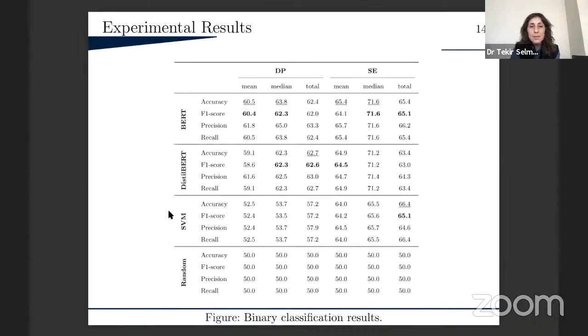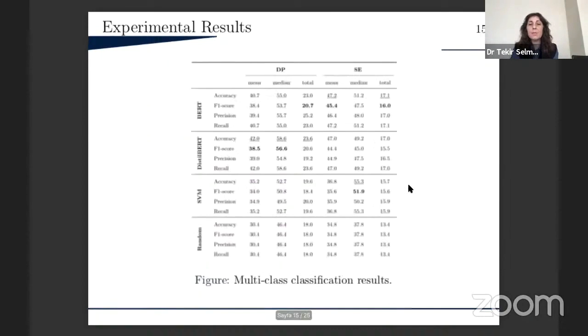These were the results we got out of this classification task. These are binary classification results. In the experiments, we tried BERT, DistilBERT, SVM, and random forest classifiers. You see, BERT and DistilBERT outperform the others. The Stack Exchange dataset performance is higher in general because the dataset size was higher. Multi-class classification results are worse than the binary ones.